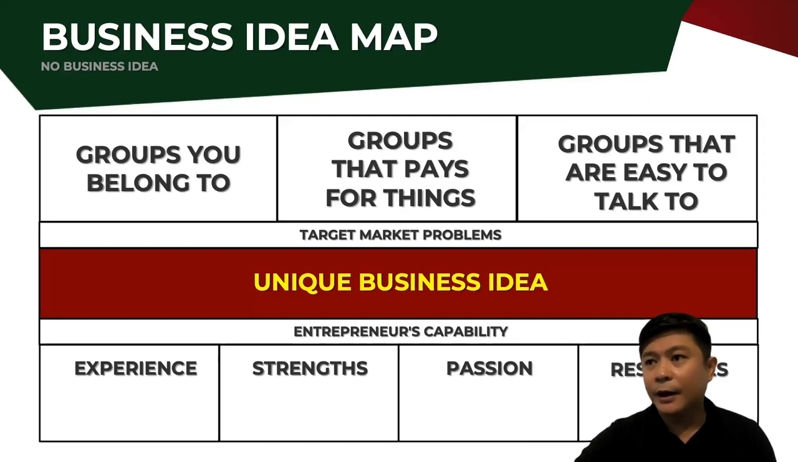Now, this is a sample of the business idea map that I just discussed. So when you enumerated the groups according to these filters, you enumerated your capability, you can match those two. And by doing so, you can create unique business idea. However, there is a section here about target market problems.